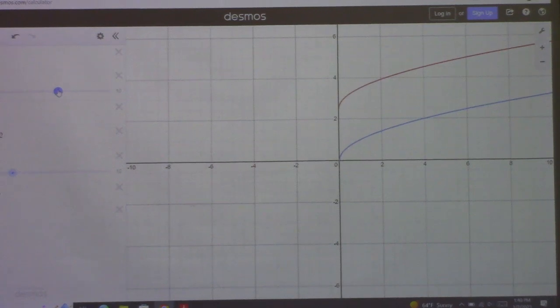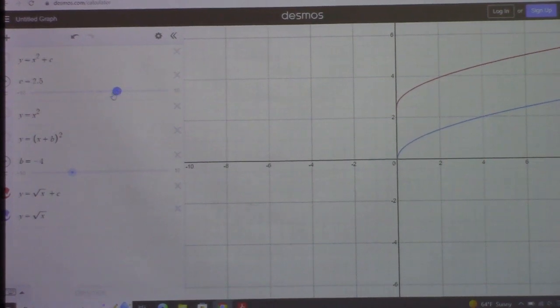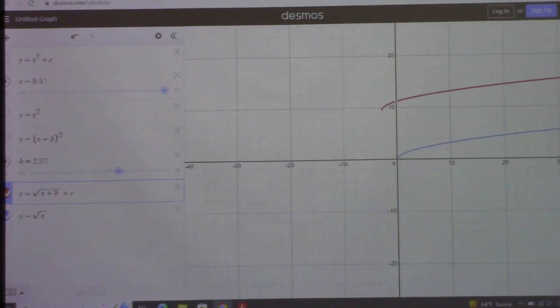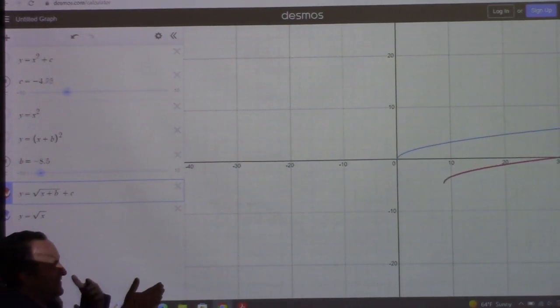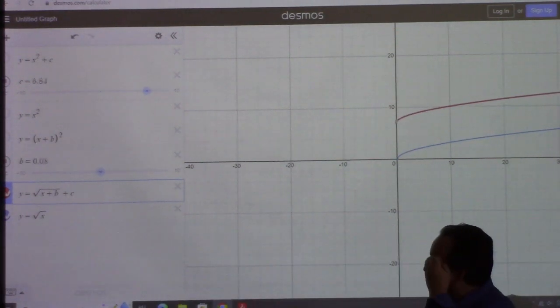If I add a number to the square root, it shifts the square root graph up, right? And what happens if I subtract? It shifts it down. What happens if I do both at once? What if I do x and let's do plus b? Now what happens? What happens if I do both at the same time? Let me zoom out a bit. So you see what's happening is you can move the square root graph left, right, or up or down by controlling the values of c and b.